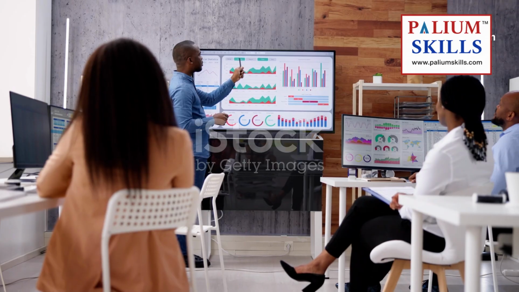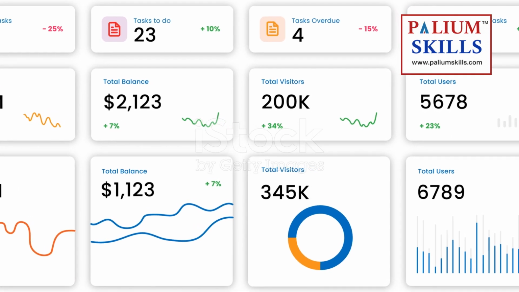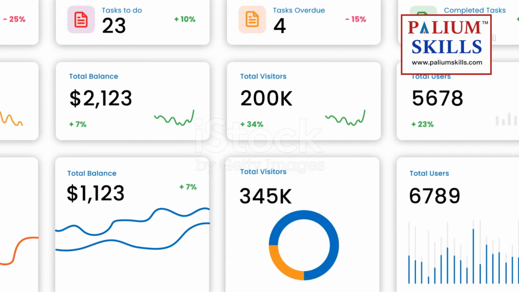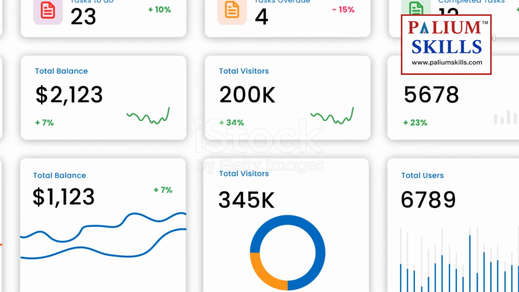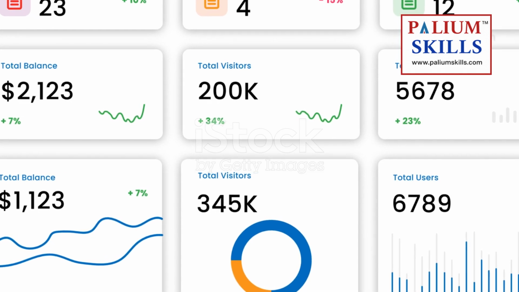In essence, DAX is the analytical heart of Power BI. It transforms static data into powerful, interactive intelligence. By learning how to harness DAX effectively, you can move beyond surface-level reporting to truly uncover insights that drive business growth.